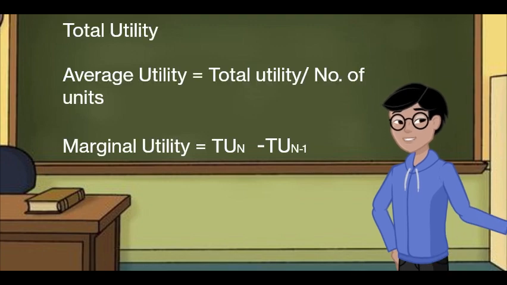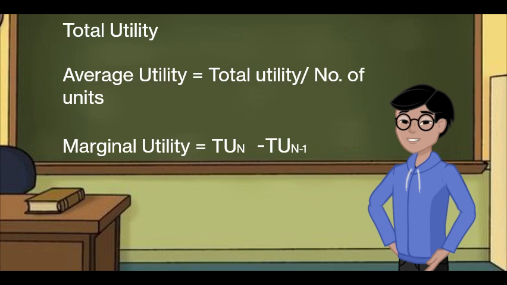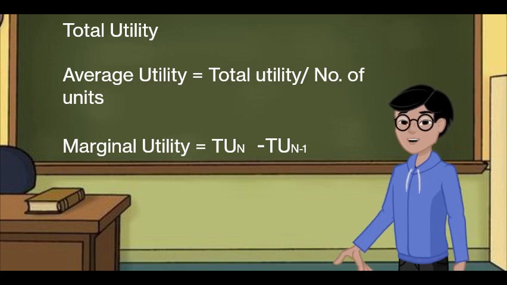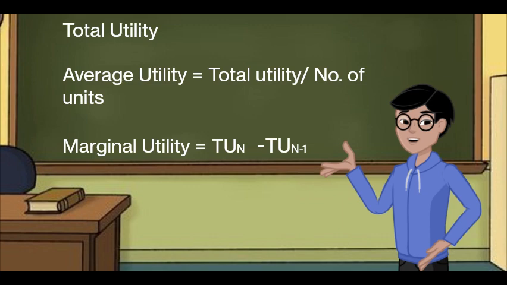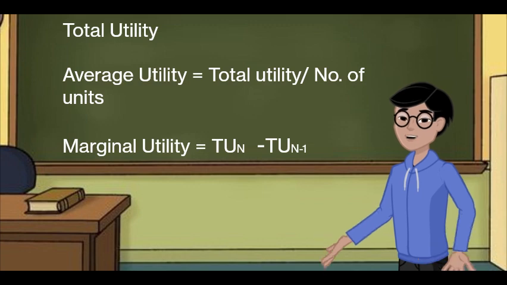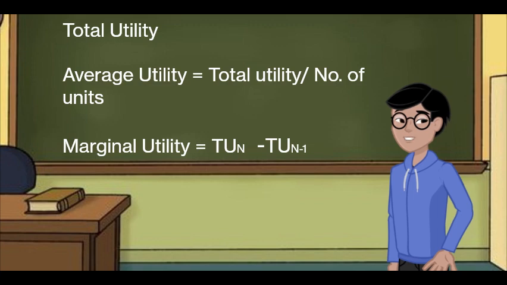Total utility is the overall satisfaction a consumer gets from consuming a certain quantity of a good. For instance, if one slice of pizza gives you 50 utils and a second slice adds another 40, your total utility after two slices is 90 utils. Average utility is simply the total utility divided by the number of units consumed. It tells us the utility we get per unit. Lastly, marginal utility is the additional satisfaction from consuming one more unit of a good.